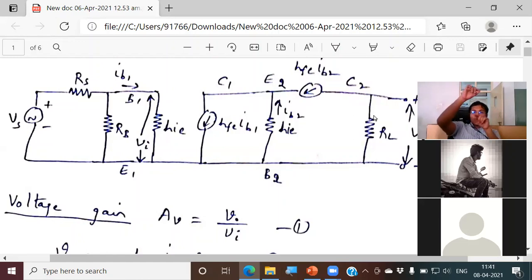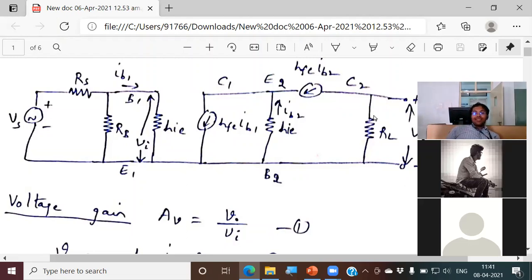It happens when the source is, see, it is like this: 230 volt connected to the fan, 230 volt connected to your bulb. Now what is happening? If I remove this fan connection, still 230 is connected to the bulb, isn't it?